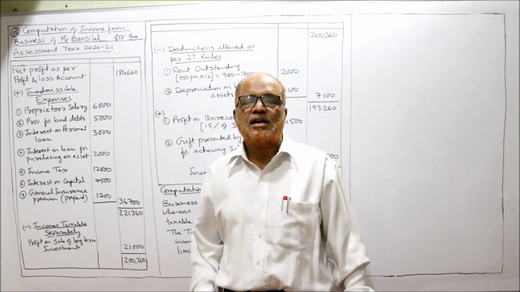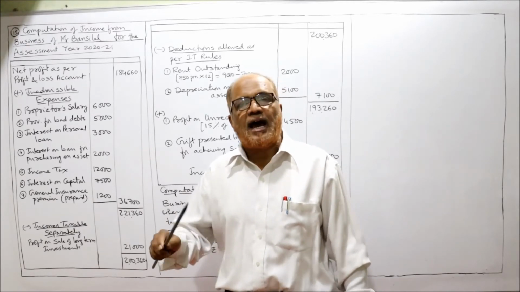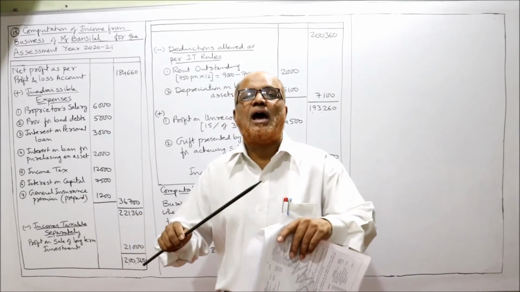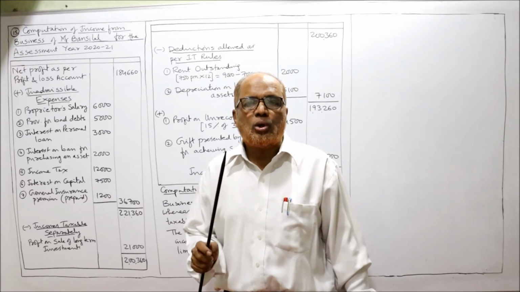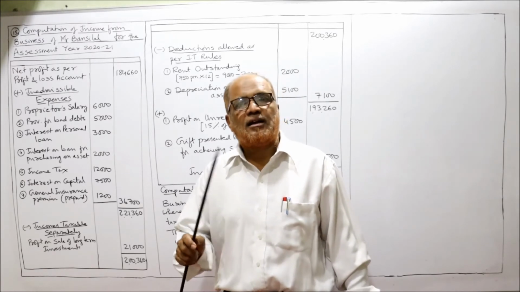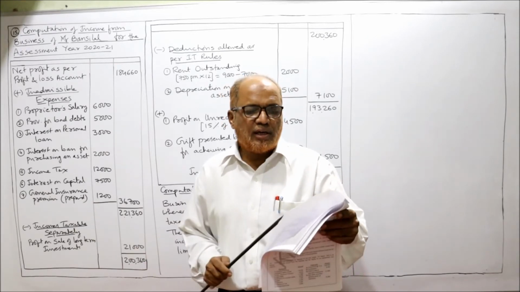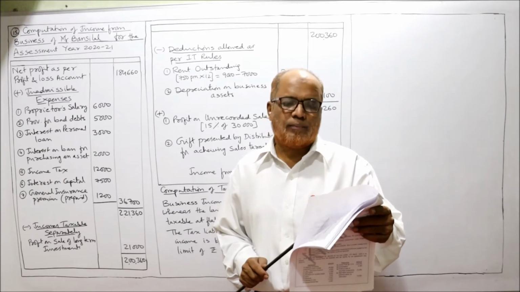The Income Tax Act says if the loan is taken for the purpose of working capital and interest is paid, it will be allowed as deduction. The condition is the loan should be taken for working capital, then interest on loan will be allowed. So here 6,000 rupees was the interest on loan for working capital, allowed.